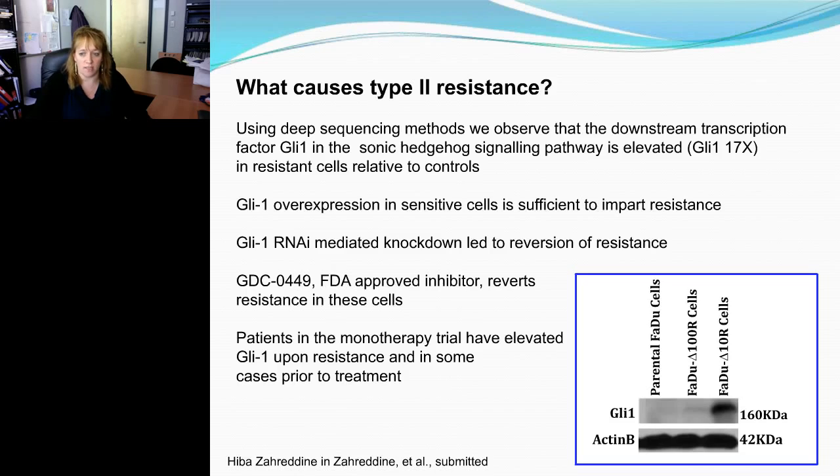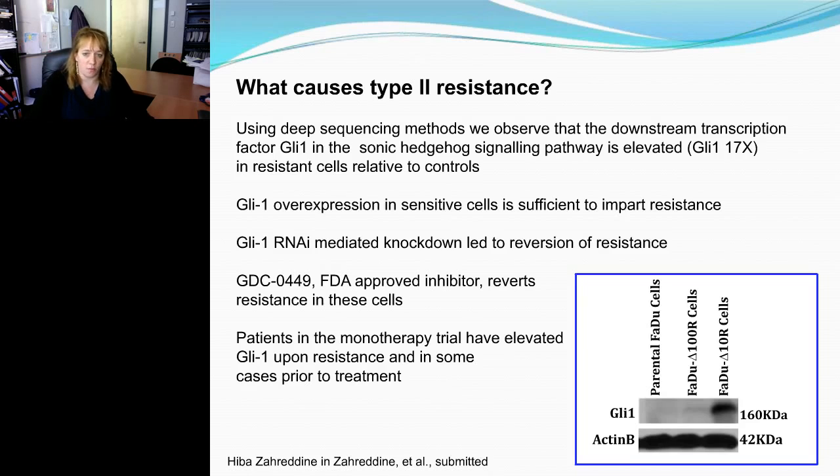In order to address this, we used deep sequencing methods, and we observed a 17-fold increase in the sonic hedgehog signaling pathway transcription factor called GLI1. And this elevation is specific to the type 2 resistant cells. As you can see here, our type 2 resistant cells have high GLI1. The cells that have the ADK phenotype are the same as parental controls.